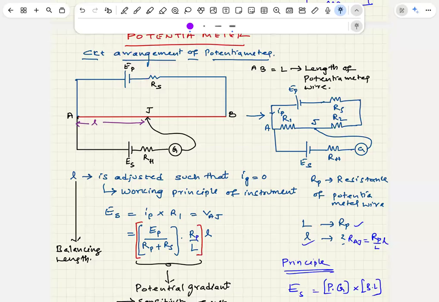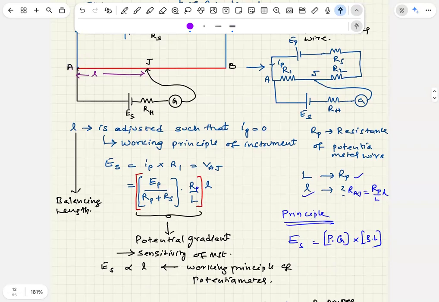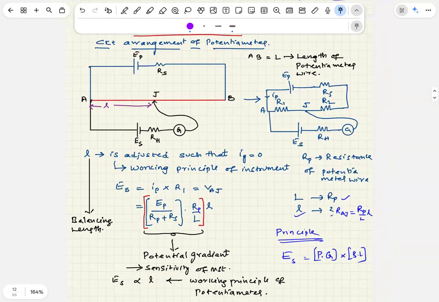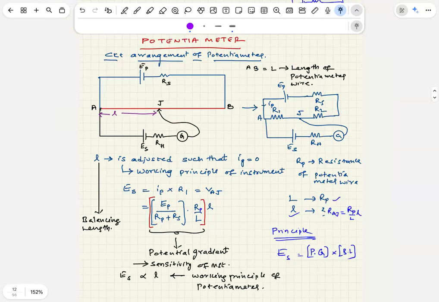Potential difference per unit length: here, current into RP means the drop across the total wire, divided by the length of the wire. That gives potential drop per unit length. Into small l gives the drop across this portion of the wire. That is what we want. So the working principle of the potentiometer is E secondary is proportional to l. Now tell me, till here, any student having doubt?